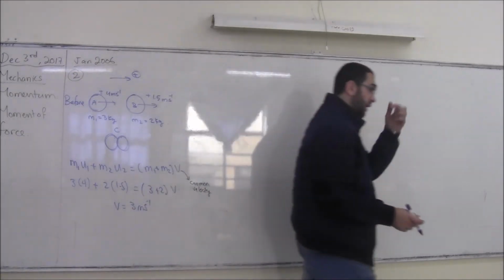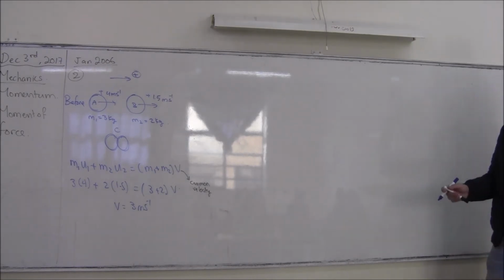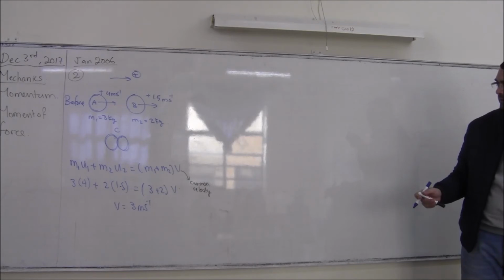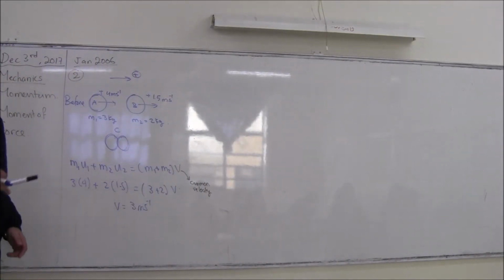3 meters per second. What does this mean? This means that after the collision it is 3. 3 times 4 is 12. Yes, exactly 3.